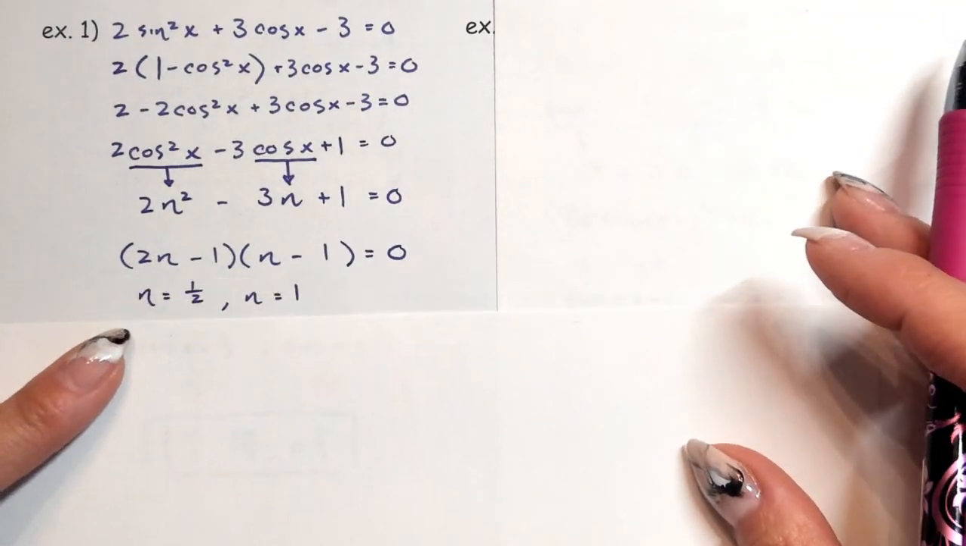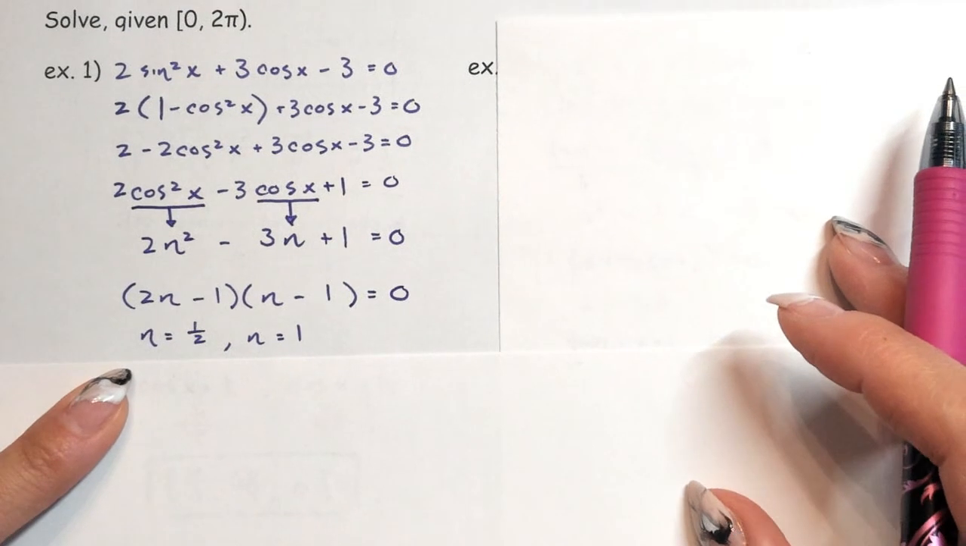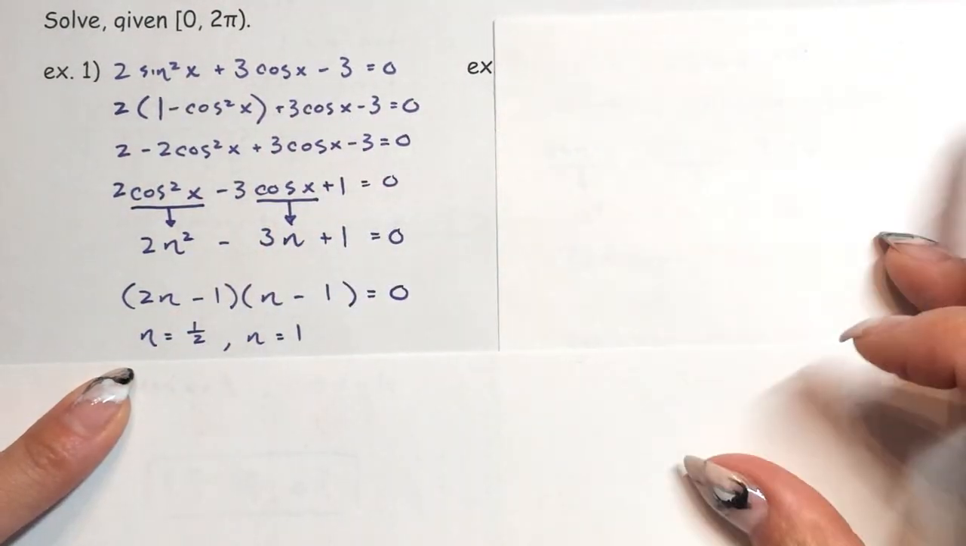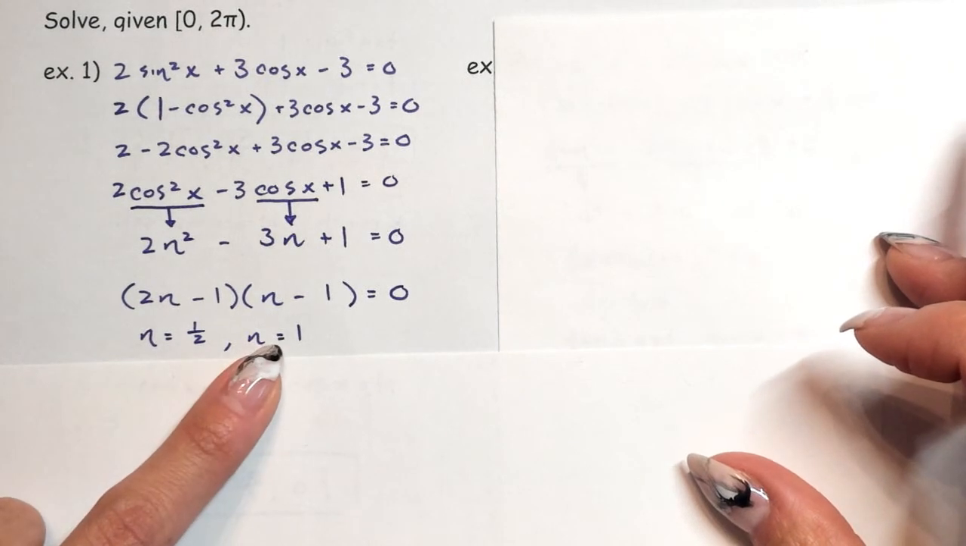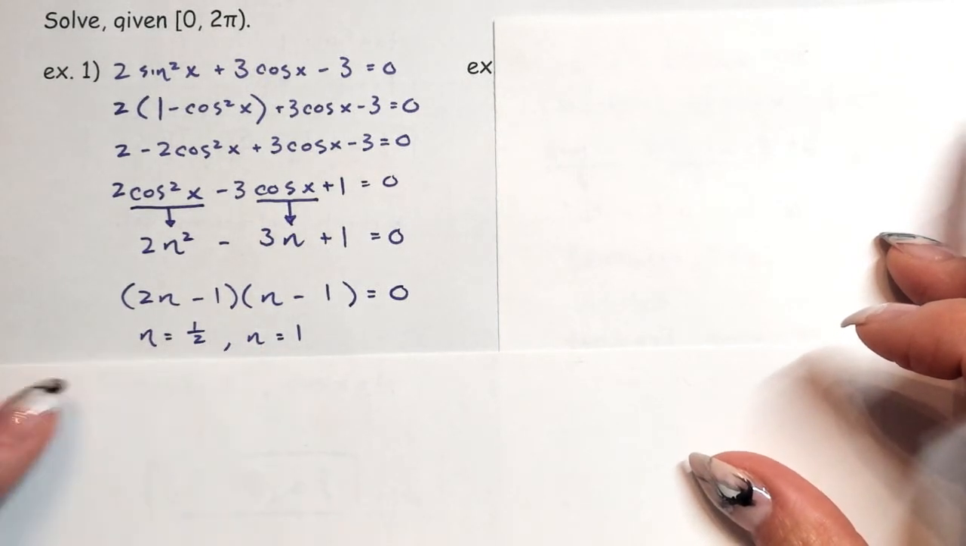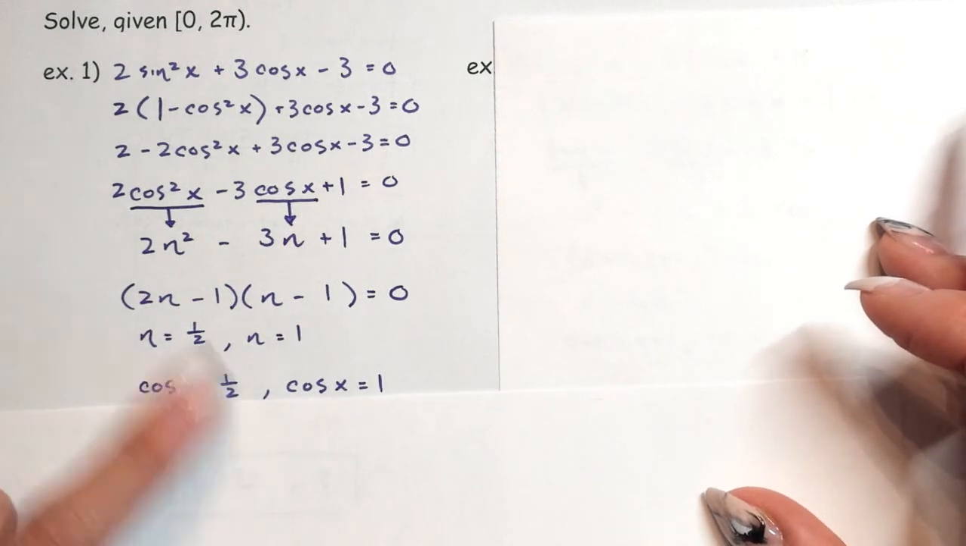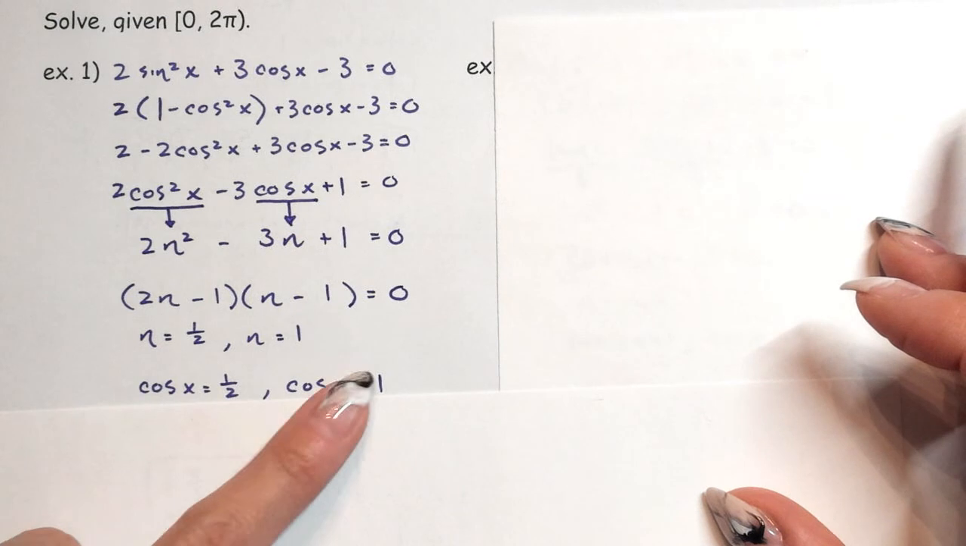And then you solve for n, and you're like, yeah, I'm done. Are you done? Did you solve for x? No, you didn't solve for x. Okay, so n is 1/2, n is 1. But then what is n really? N is cosine. So really, cosine of x is 1/2, right? Because that's what we plugged in. And cosine of x is 1.